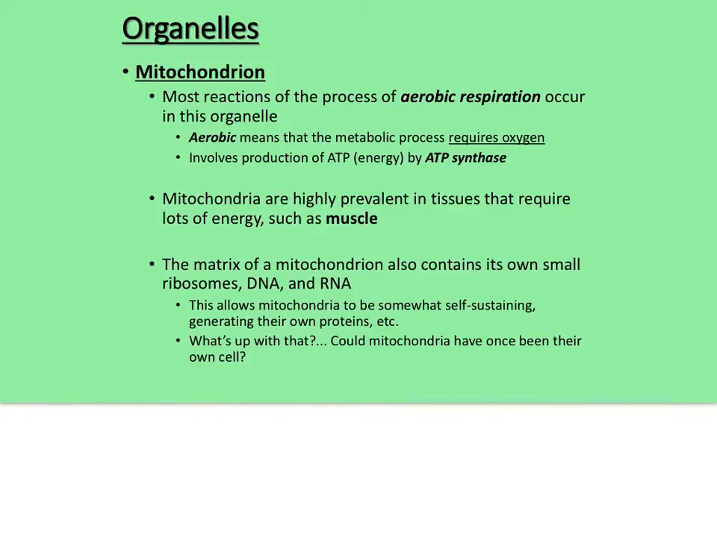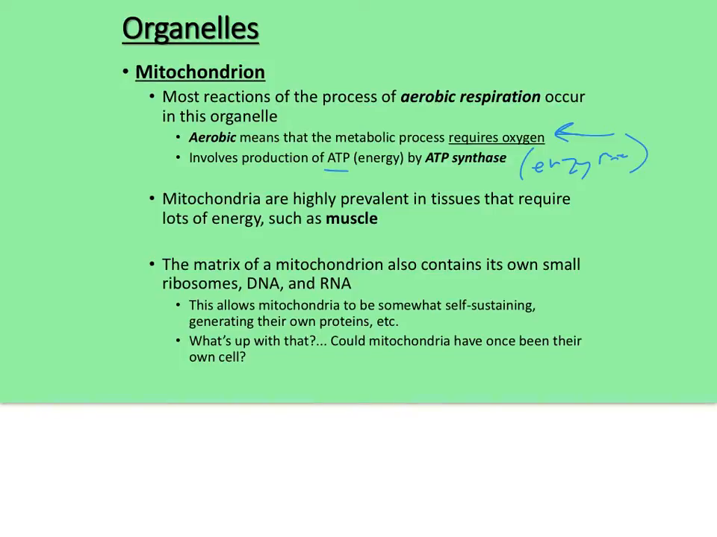Now to give you a little more detail of what we mean by the power center of the cell, the mitochondrion is the location where most of the cellular energy is generated. And cellular energy is generated through the reactions of aerobic respiration. Now aerobic means that it requires oxygen, so you're going to see this as kind of the site that requires oxygen in cells. And this involves the production of ATP, which is that cellular form of energy, via an enzyme called ATP synthase. So ATP synthase is an enzyme that helps you make ATP.